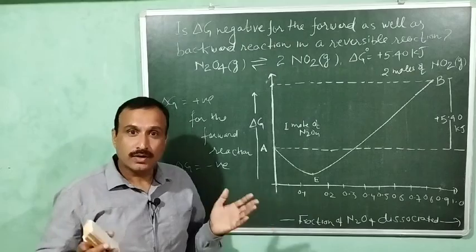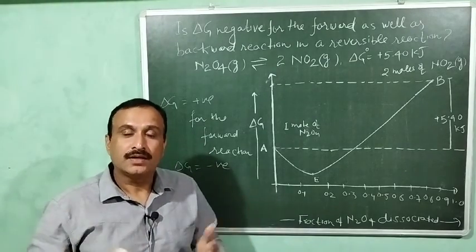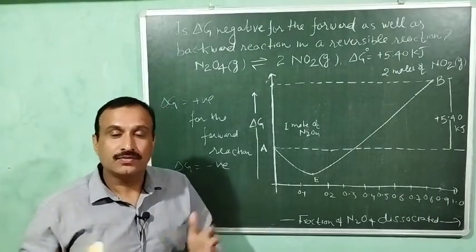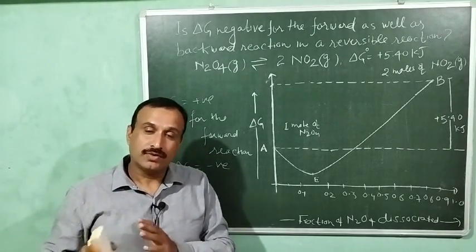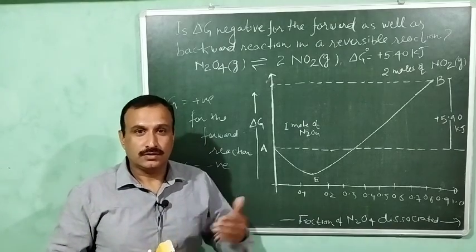But in a reversible reaction both reactions occur. Does it mean that delta G is negative for the forward as well as backward reaction? So I will answer this question during this video.